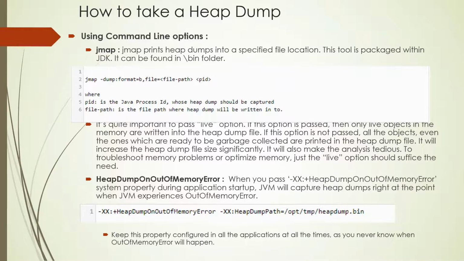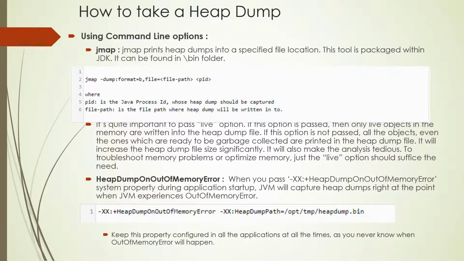So for this, when you need to capture a heap dump whenever an out of memory error occurs in your JVM, you need to configure your JVM or Java options with a particular flag, or a particular Java option. So -XX:+HeapDumpOnOutOfMemoryError, and you give the path. This is advisable to have configured at all times for all the applications.